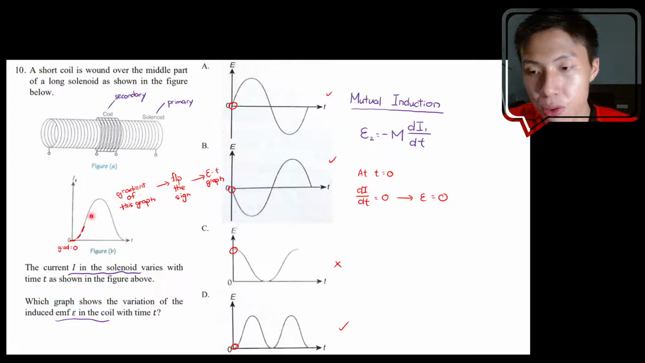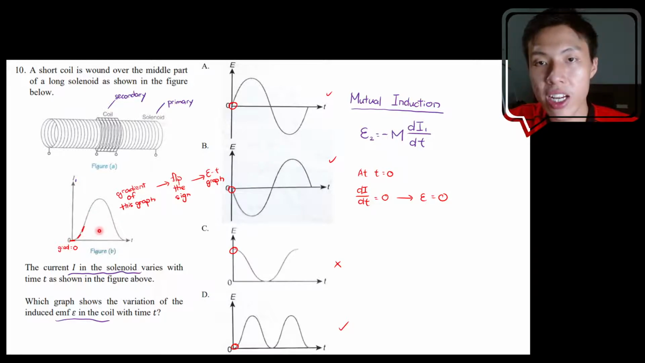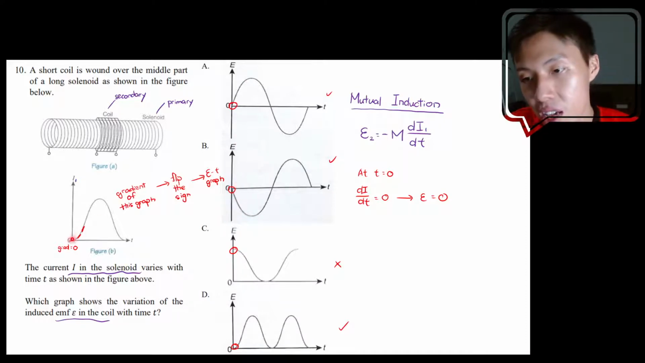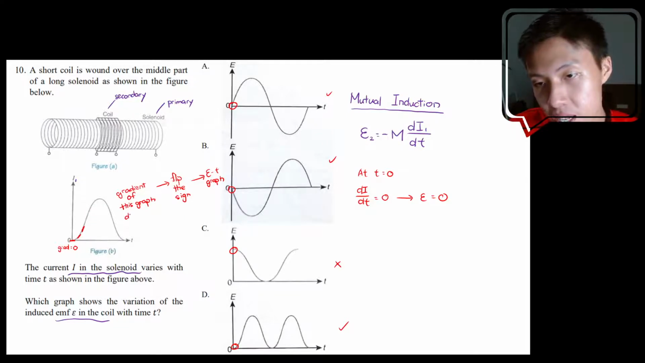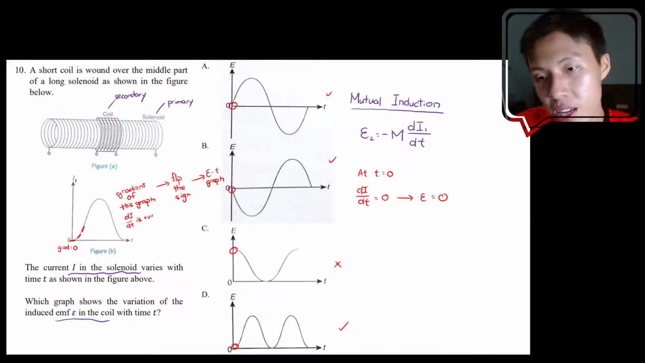Then after that, if you look at the situation, it's an increasing gradient, so you should expect the value later to be getting larger and larger. It can be getting larger in a positive way or in the negative way. This one we have to look at the sign. Right now the gradient is increasing. That means di dt is positive because it's a positive gradient and it's increasing.